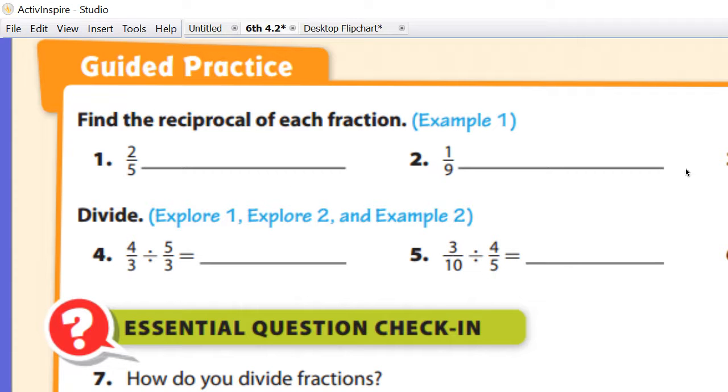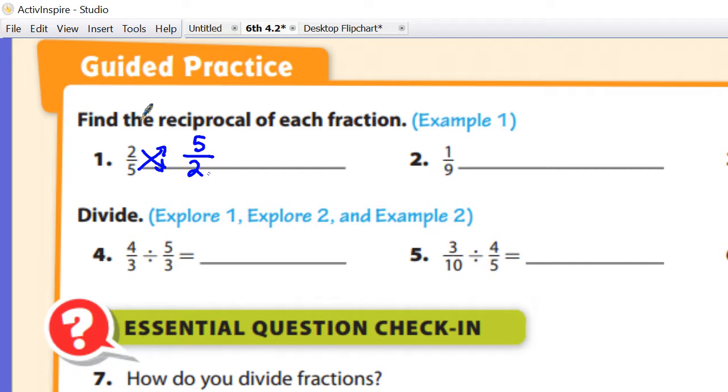Alright, we are on the guided practice on page 88, and the first three, the directions say find the reciprocal of each fraction. And the cool thing about reciprocals, if you look back a couple pages, there's a diagram that shows what reciprocals are, and basically it shows that the numerator becomes the denominator, and the denominator becomes the numerator. So the reciprocal of 2 over 5 would simply be 5 halves.